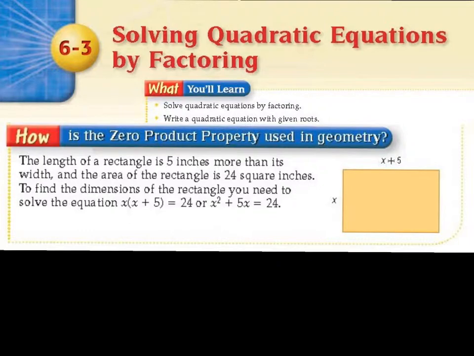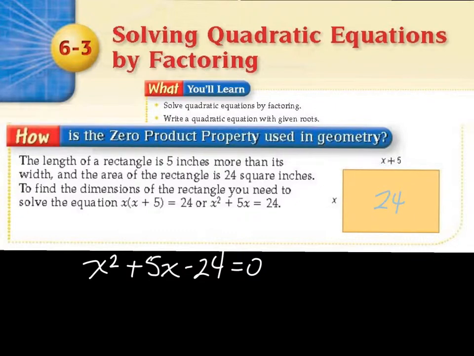The length of a rectangle is 5 inches more than its width, and the area of the rectangle is 24 square inches. To find the dimensions of the rectangle, you need to solve the equation x times x plus 5 equals 24, or x squared plus 5x equals 24. This is a quick one, so let's go ahead and solve it.